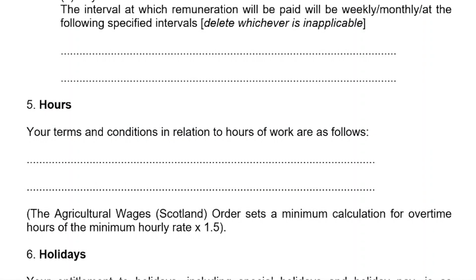The minimum hourly rate of payment for overtime, and that's for both categories regardless of whether they are up to or over 26 weeks service, is the minimum hourly rate of pay to which the worker is entitled. So that could be the minimum rate including the qualified worker's top up, multiplied by 1.5.